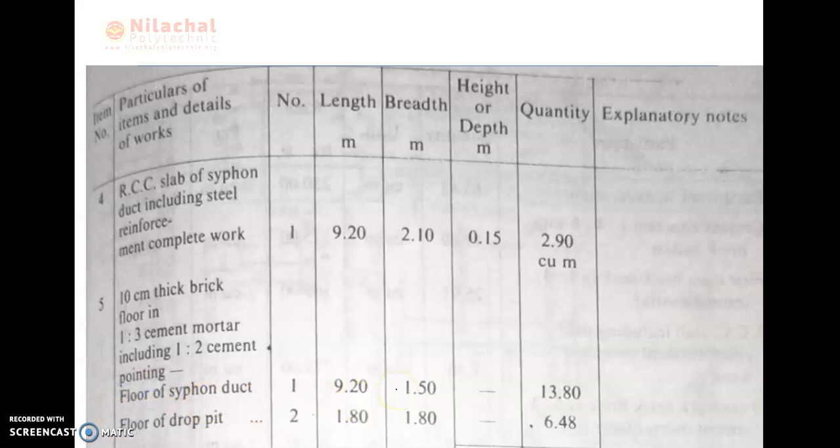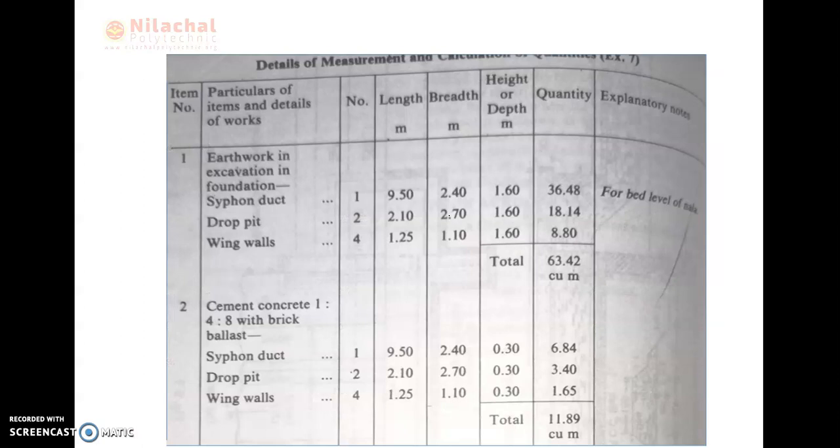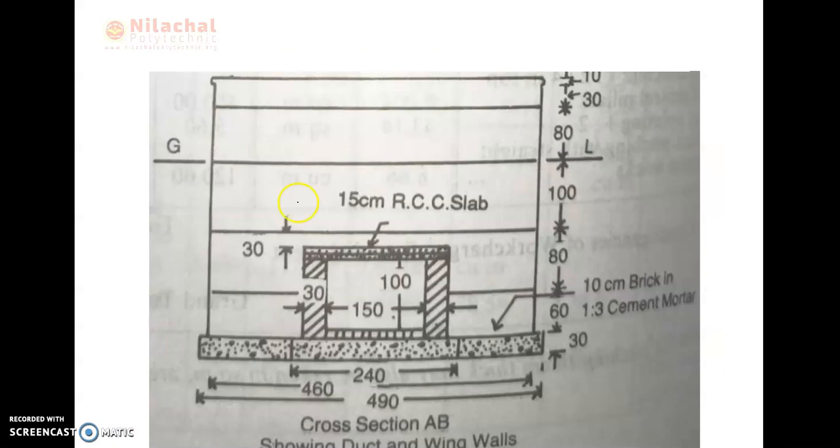In the case of the length, how much is the siphon duct length? The siphon duct length we already defined, which is 9.20 meter, clearly indicated here in the longitudinal section of the diagram. So length is 9.20 meter. And what is the breadth? We consider the siphon duct breadth from the cross section of the siphon duct, which is 1.50 meter. The breadth is 1.50, length is 9.20.